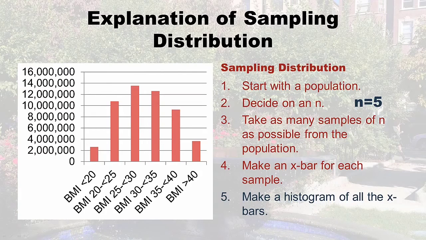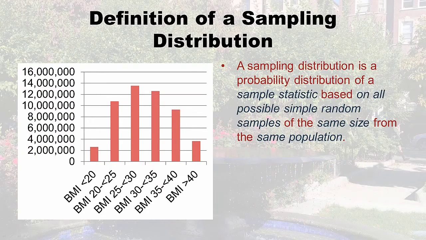It ends up looking like a histogram, but it's a histogram of all the possible X bars you could get from all the possible samples of whatever n size you picked from the population that you have. So the fancy, official statistical way of saying it is: a sampling distribution is a probability distribution of a sample statistic, in this case X bar, based on all possible simple random samples of the same size from the same population. So that's what makes it a sampling distribution and not a frequency distribution.